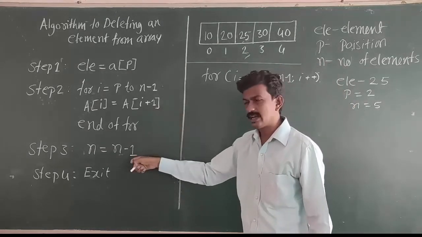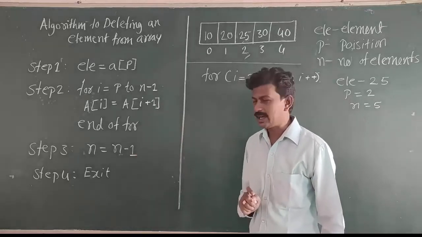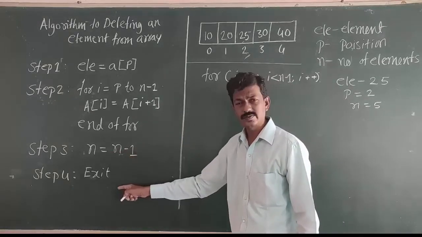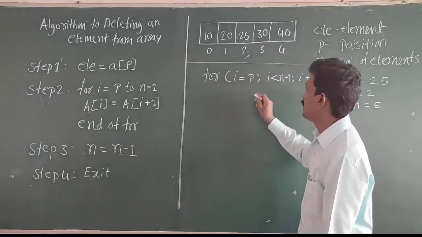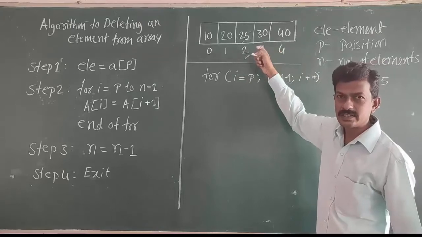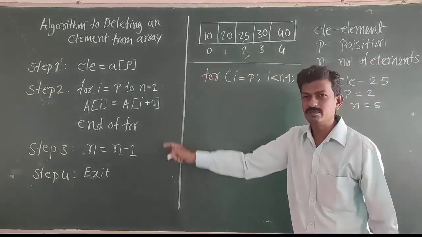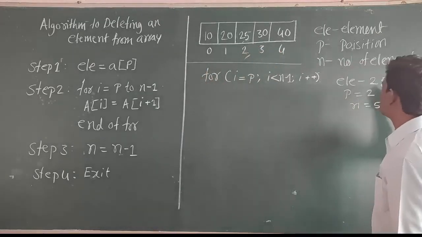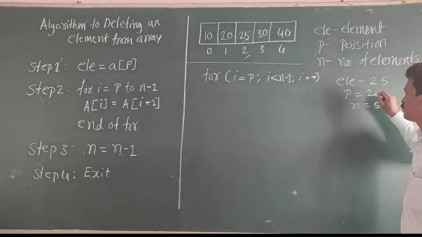After completing this, I want to decrease the size of the array, which is done with n equal to n minus 1, then exit. Now we want to discuss the program tracing of this algorithm. Now I want to delete the element 20 from position 2.